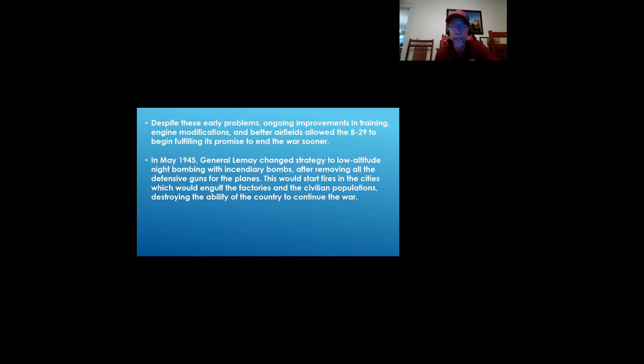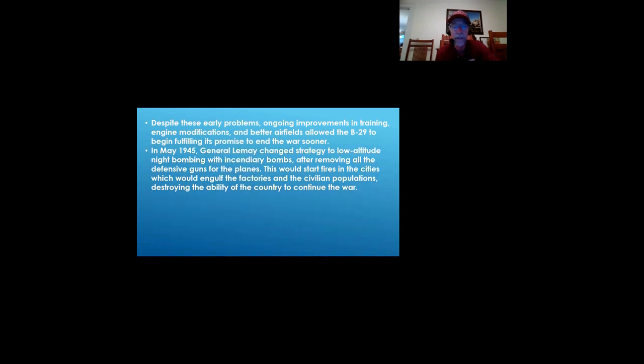So despite all these problems with the B-29, improvements in training, engine modifications, and better airfields did allow the B-29 to begin fulfilling its promise to end the war sooner. In May of 1945, General LeMay changed the strategy, as I had mentioned, to incendiary bombs at low altitude. And so the plan was to do firebombing.